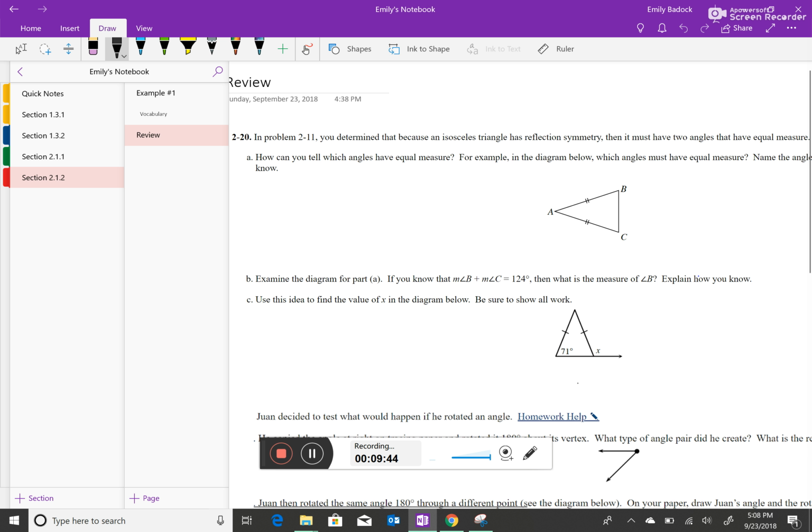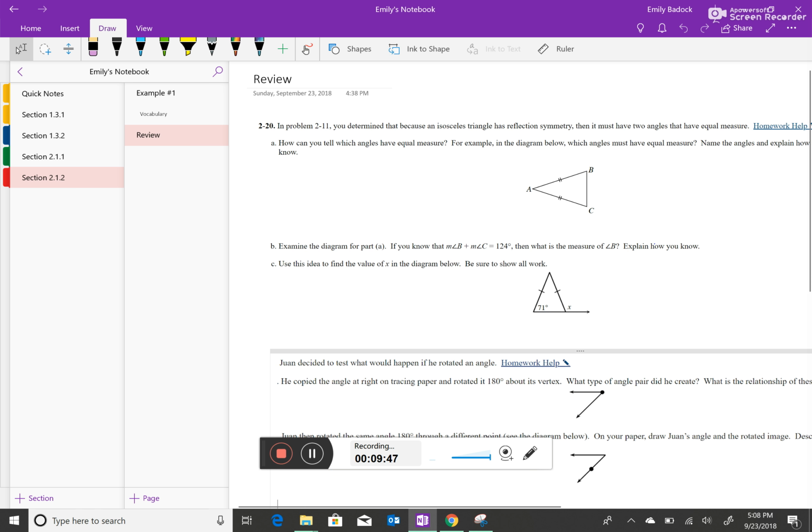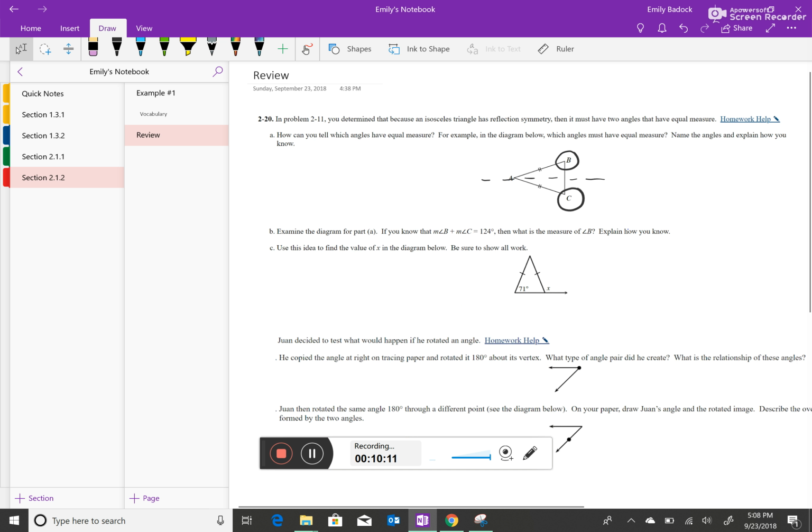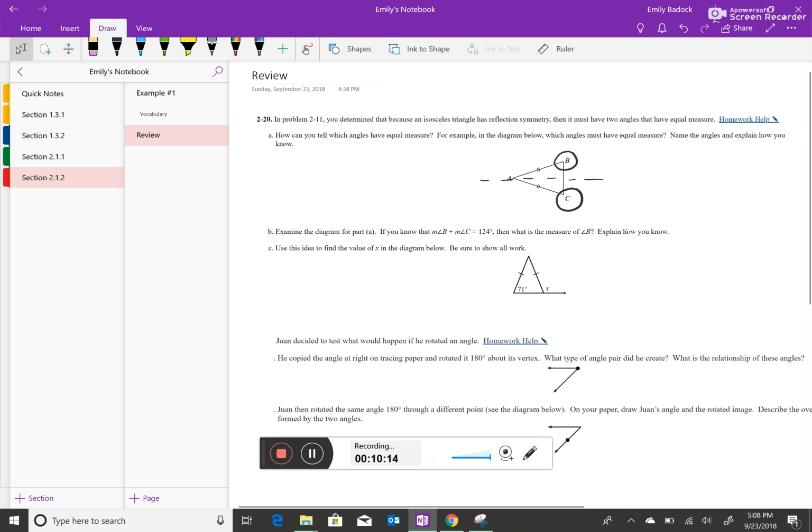Alrighty, let's go into some homework problems. So here we see it again. How can you tell which angles have the same measure? This again is that idea of the symmetry. So we know that angle B and angle C have to have the same measure. For part B, it says if angle B plus angle C equals 124 degrees, what's the measure of angle B? Again, pause the video really quick and see if you can figure it out. For this one, since B and C split that angle, all you have to do is divide 124 by 2, and you get 62 for that one.